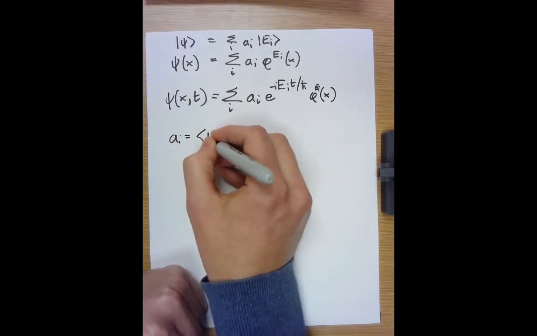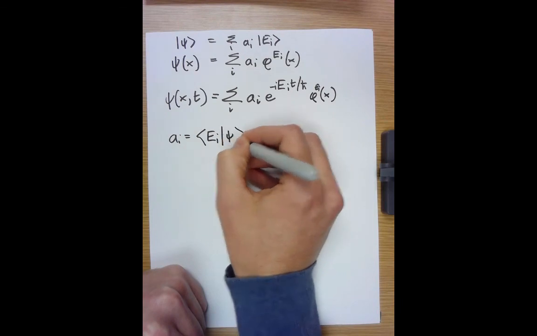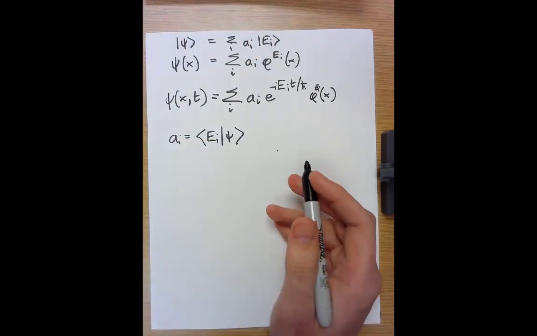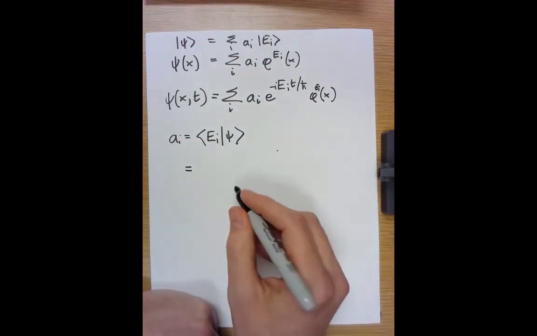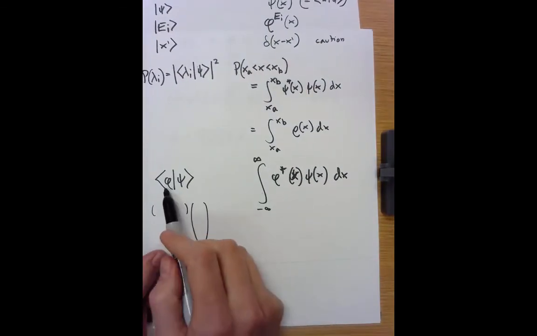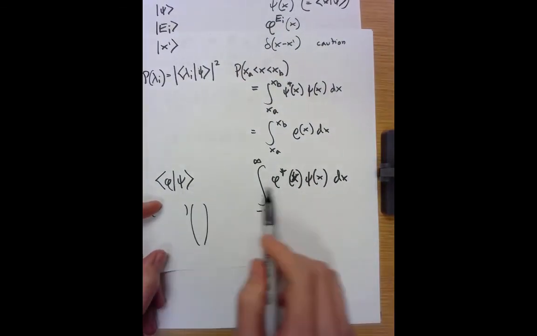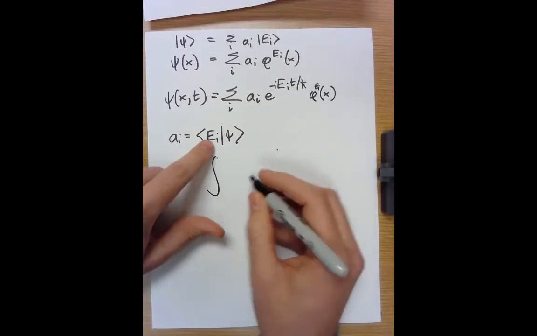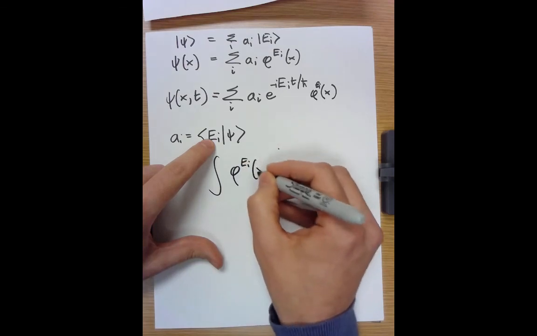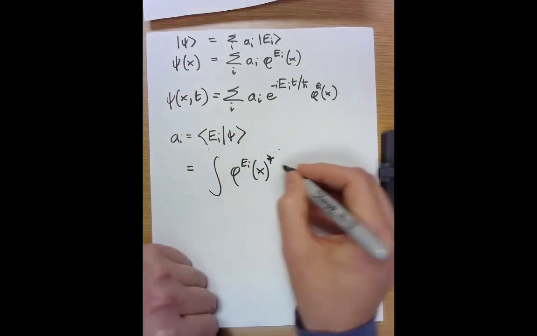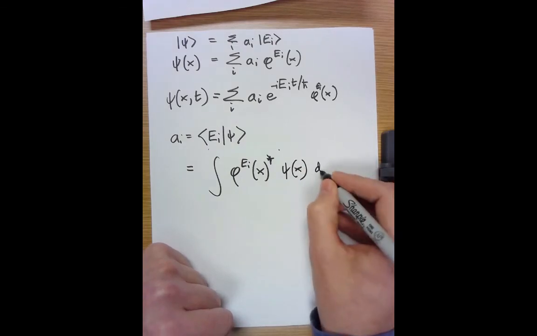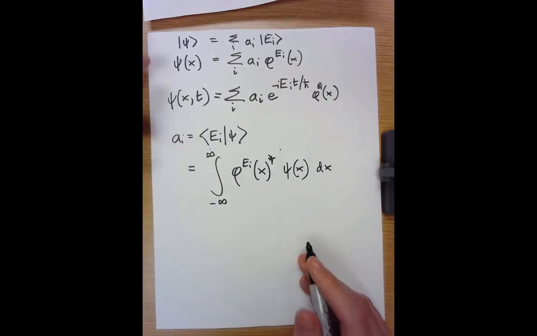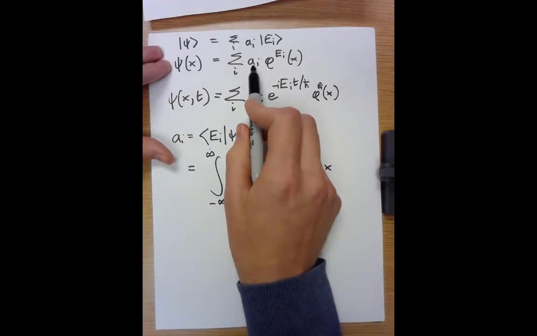How do you know what these coefficients A i are if we don't know? Well, remember, these are just the result of taking the inner product of psi with E i. What does that mean in the position basis? Well, we know how to translate inner products into the position basis. They become integrals of the two states. So this is the integral of phi E i of x star, because it's the bra version, and psi of x dx.